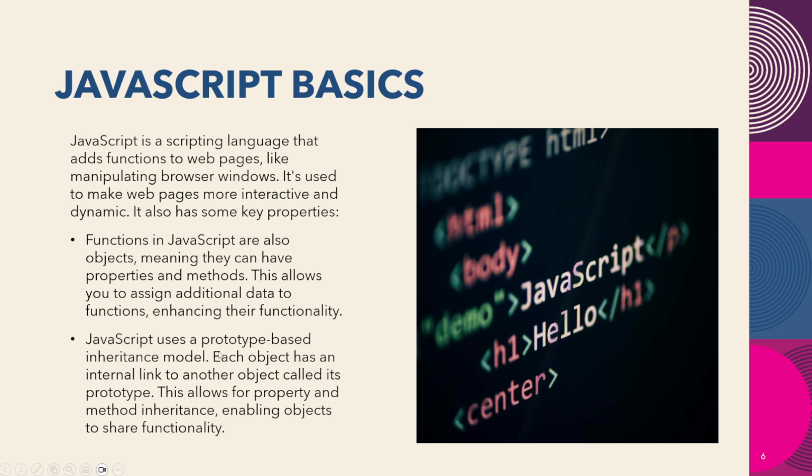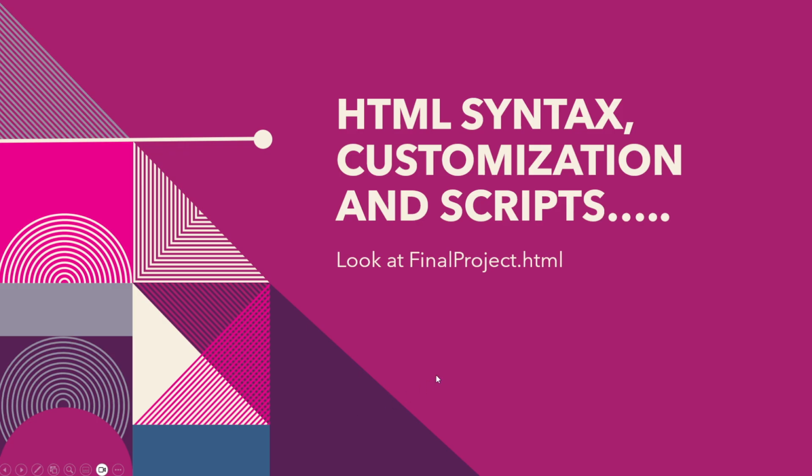Also, JavaScript uses a prototype-based inheritance model. Each object has an internal link to another object called its prototype. This allows for property and method inheritance, enabling objects to share functionality. So JavaScript is going to behave kind of like a programming language, but inside the website. So that's why it has these two properties.